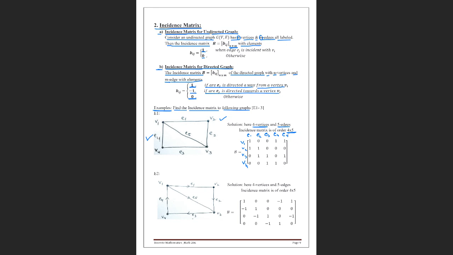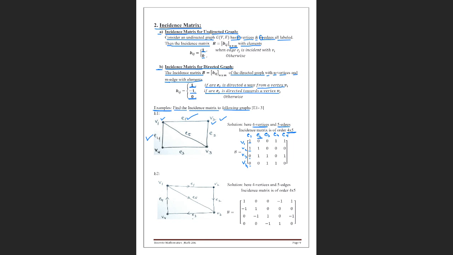Okay. So now look at this edge E1. Edge E1 is here, between V1 and V2. So V1 edge, E1 is present between V1 and V2. So V1, V2, 1, 1. See this, V1 and V2, 1, 1. And the rest all 0, here 0.